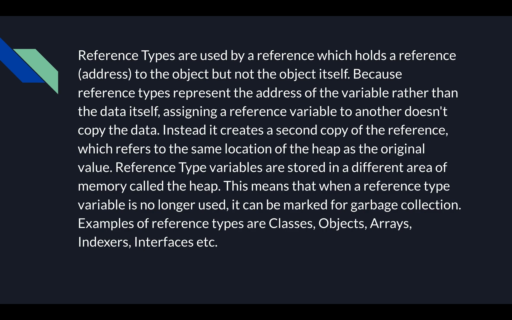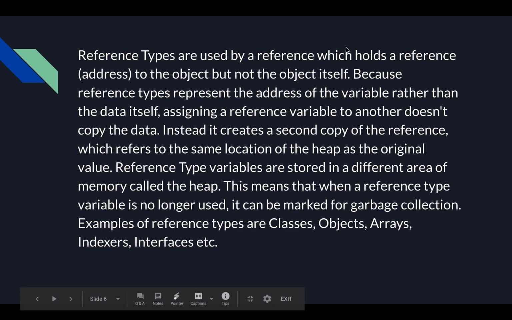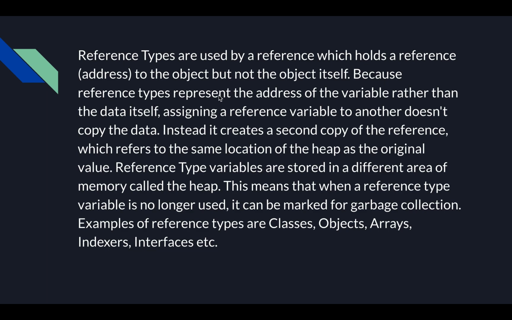So, reference types are used by reference, which holds the reference to the object but not the object itself, because the reference type represents the address of the variable rather than the data itself. Assigning a reference variable to another doesn't copy the data.